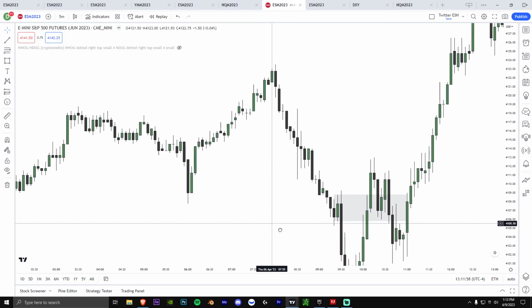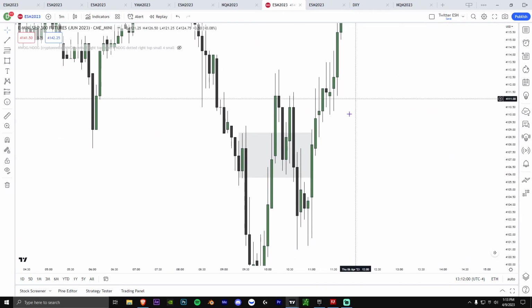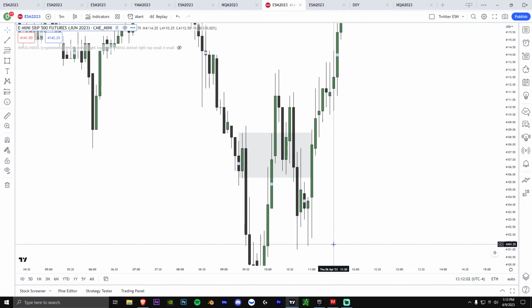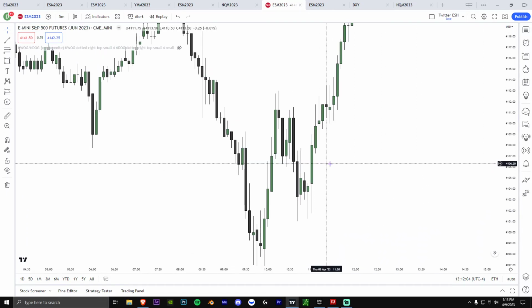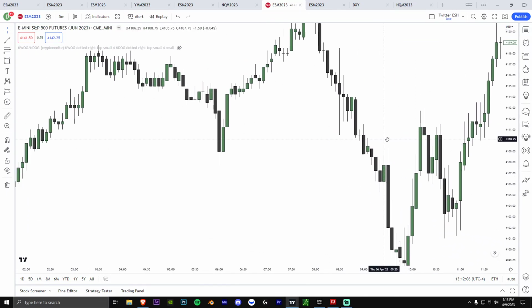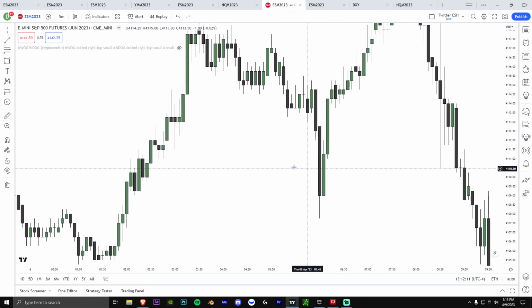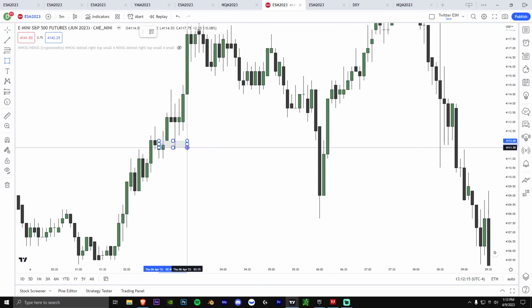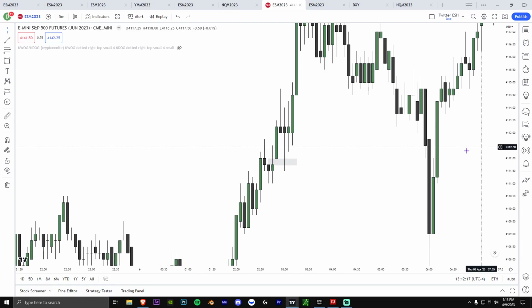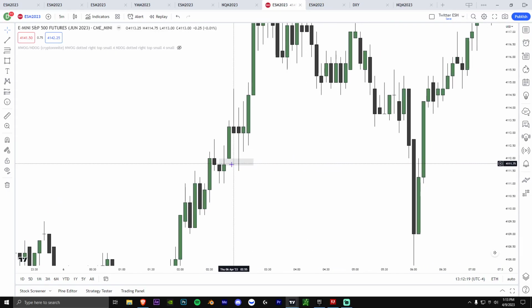So now if we go to a volume imbalance, right? Volume imbalance would be something like, let me see if we can find one. So volume imbalance is just a gap between two candles. So something like this. Okay. So this is a volume imbalance, right? So a volume imbalance, you treat it like a fair value gap. Okay. You can see this volume imbalance.